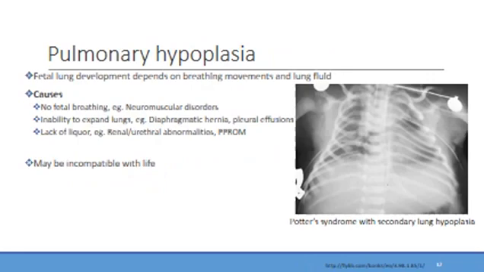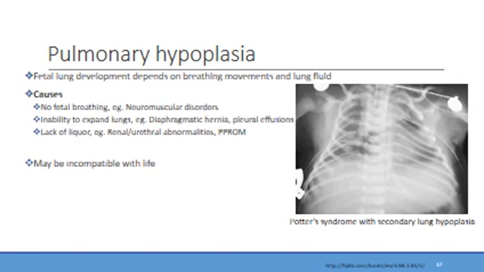Fetal lung development depends on breathing movements made by the fetus from very early in gestation, as well as the production of lung fluid by the alveolar membranes, and then the in and out breathing of the amniotic fluid, where the lung fluid and amniotic fluid will then mix. Causes of pulmonary hypoplasia, therefore, interfere with any of these factors in normal development, such as no fetal breathing, as you would find in neuromuscular disorders.